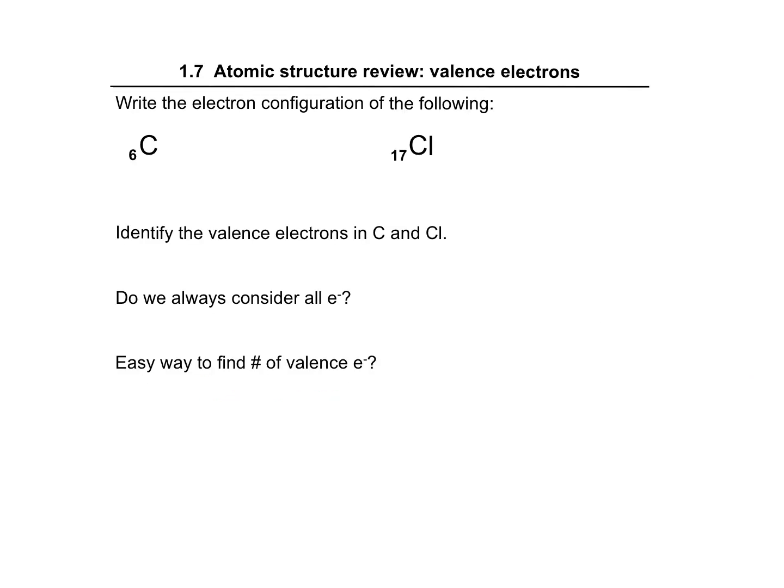Before we start thinking about compounds, there's one more aspect of atomic structure that I want you to consider, and that is the valence electrons. With valence electrons, we're talking about electrons in the outermost shell of any particular atom. So for carbon, we have the electron configuration 1s2, 2s2, 2p2. So we've got 1 versus 2. So we have 4 valence electrons in carbon.